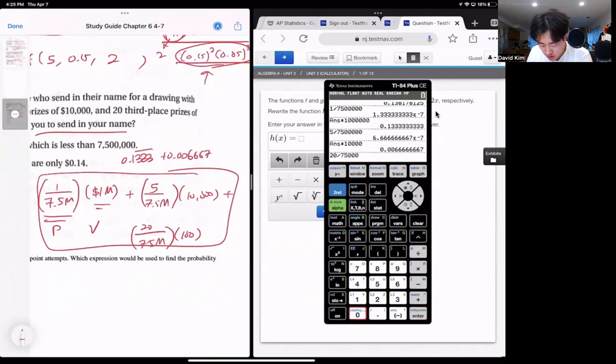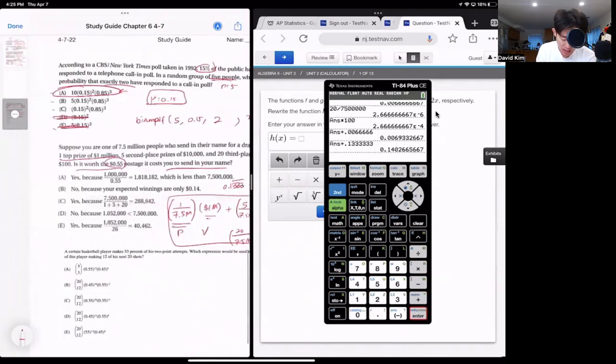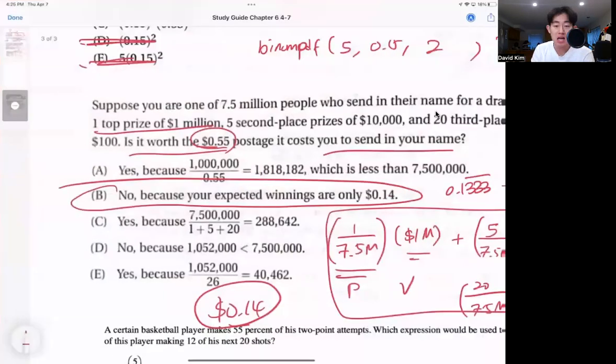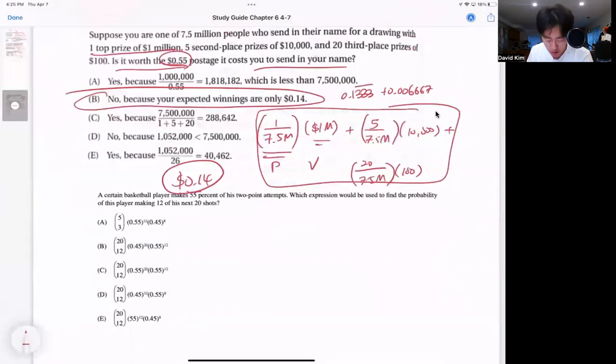20 out of 7.5 million, and multiply that by 100. You add 0.006666 plus 0.133333. And so your expected value is only about 14 cents. I think the answer here should be B, because if your expected return is only about 14 cents, given the criteria for this game, and you're paying 55 cents, you're actually paying more than what you gain. So you're going to end up losing money. So you don't even want to try for this one.